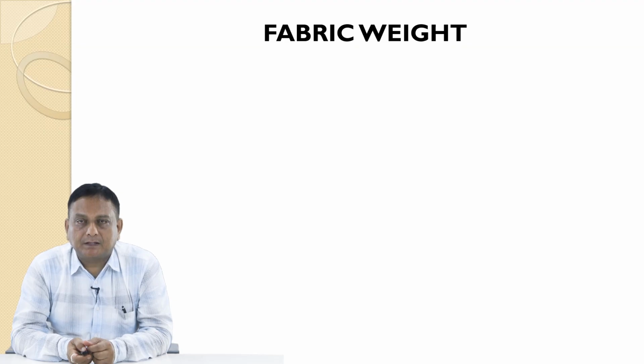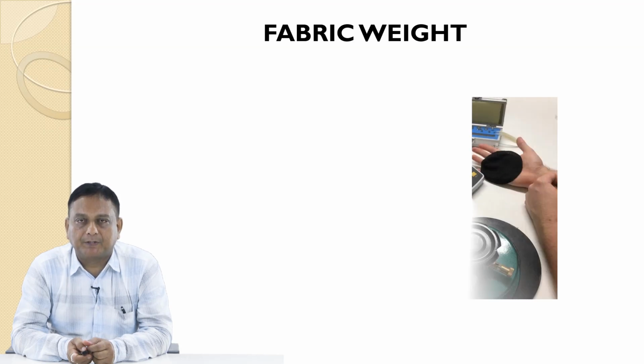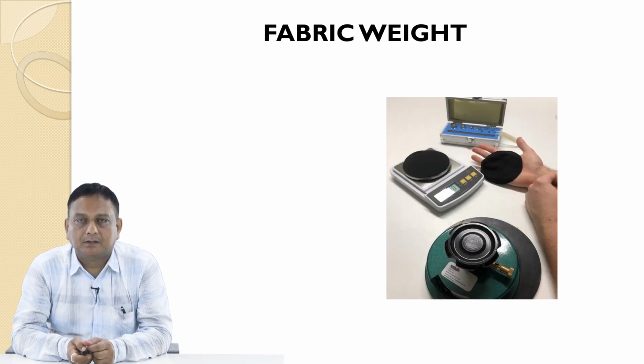Now these are the different kinds of woven material, and what are the tests that need to be carried out. Number one is the fabric weight. As we have already explained in different testing protocols, fabric weight is very important, and for that reason different kinds of fabrics have different fabric weights.